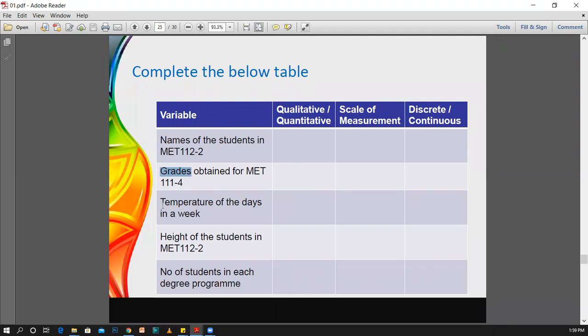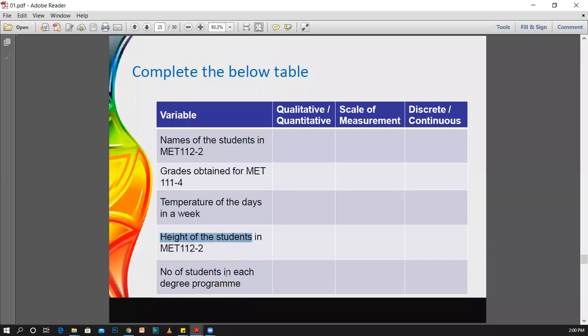Then the next one is the temperature of the days in a week. Since it is temperature, definitely you may have numeric values. Therefore, it would be a quantitative variable. Then height of the students. Again, it is quantitative since you have numeric values.